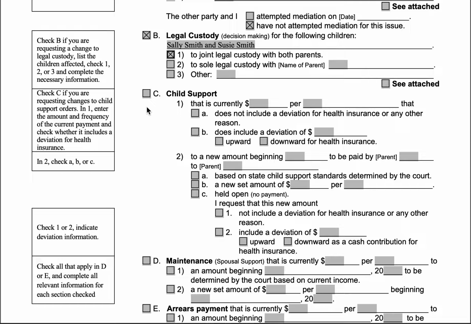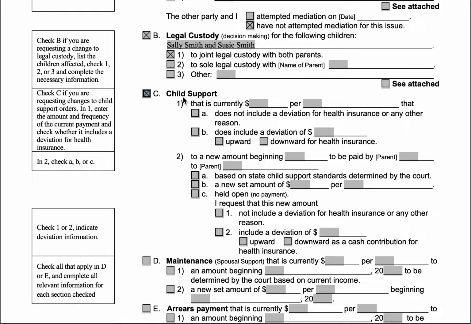If you're going to be filling out the child support section, you'll check the box next to C. If you don't want to talk about child support in this motion, you don't need to fill this section out, so you can just leave it unchecked and move on to the next section. But in our case, we're going to go through how to fill out the section, so we'll check C.